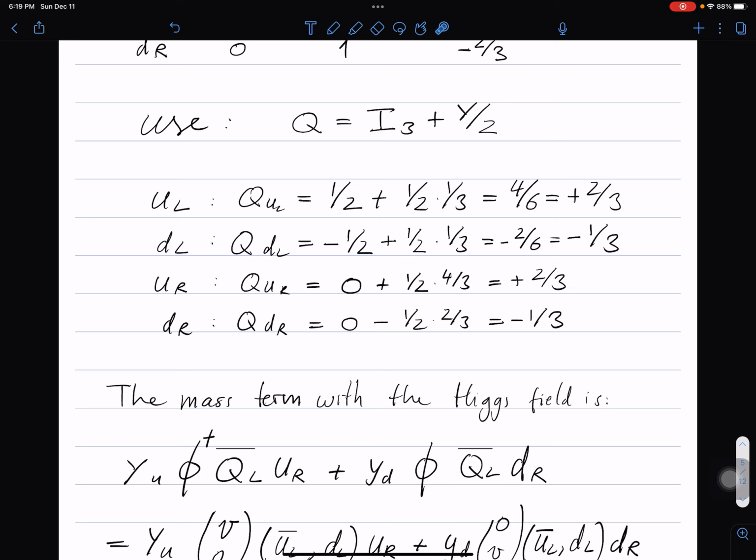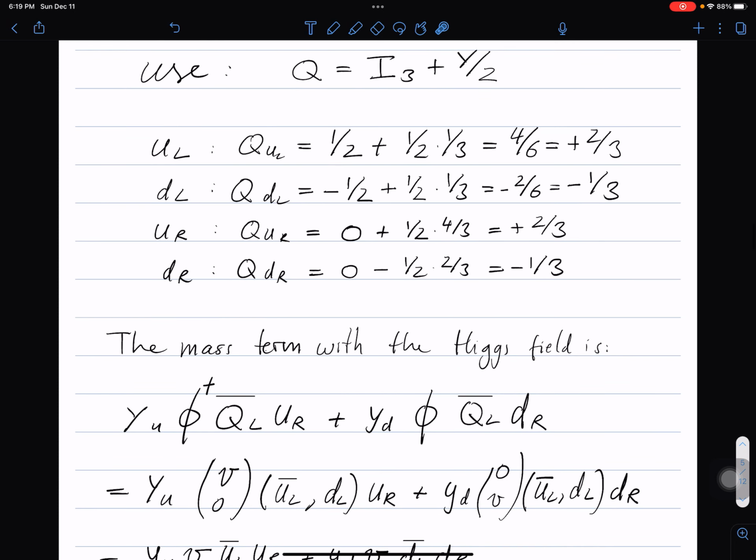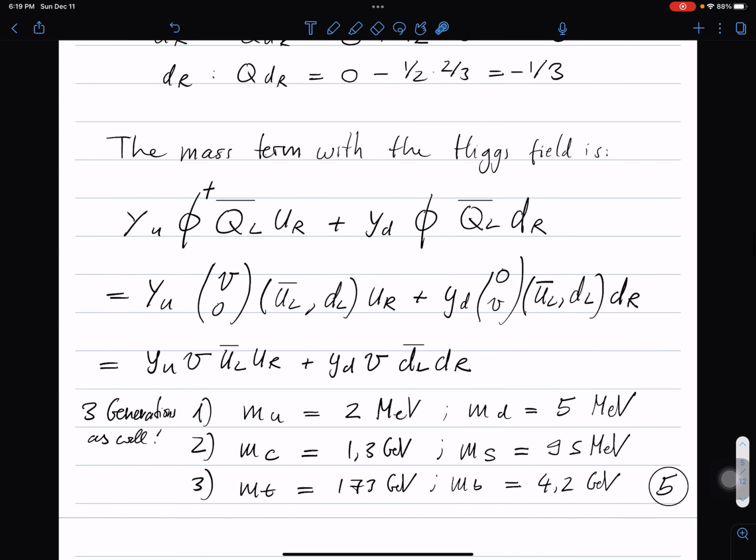For the right-handed fields, it's simpler. We don't have isospin, but we have 1/2 times -2/3, which is -1/3, the correct charge again for the down type right-handed quarks. So this is good. And the mass term with the Higgs field has now two terms. You cover up type quarks with phi dagger Q_L bar multiplying u_R, and then we have down type quark terms where we have just the Higgs field phi Q_L bar d_R.